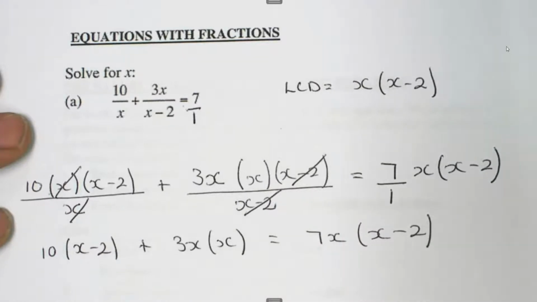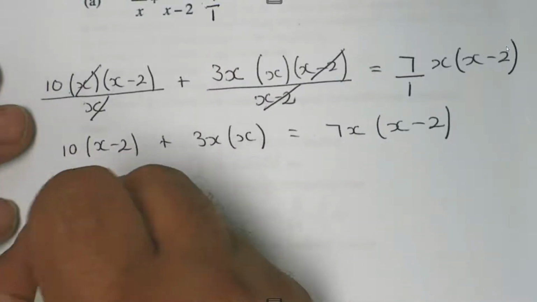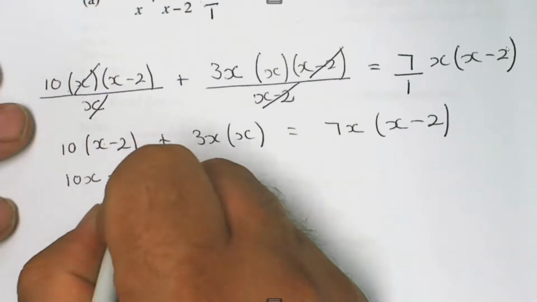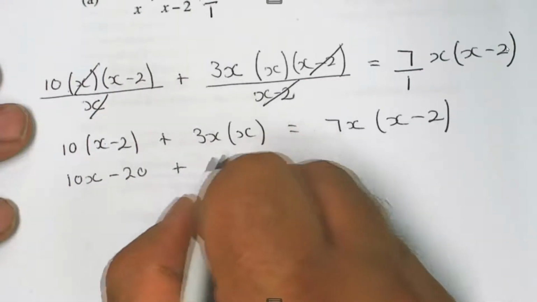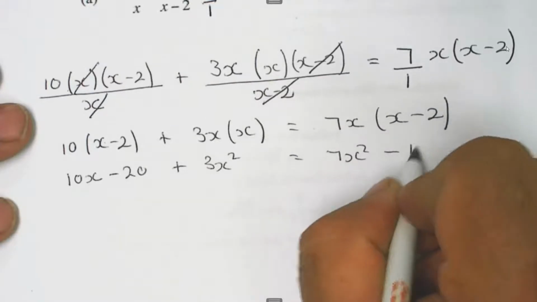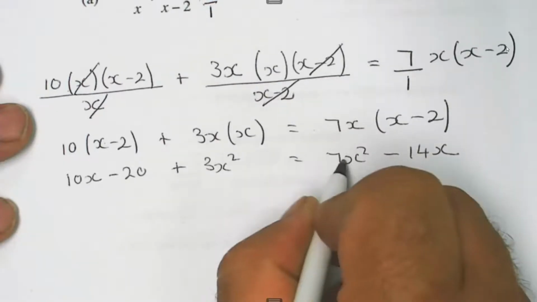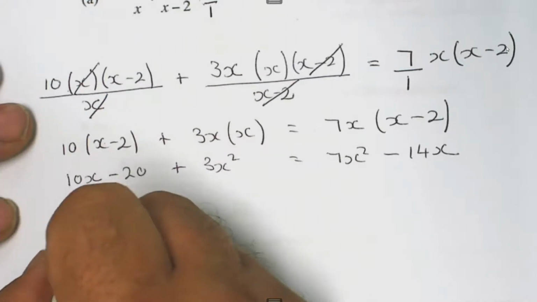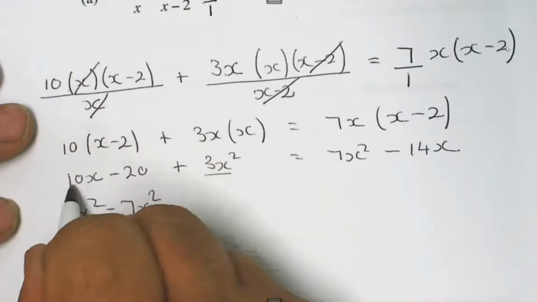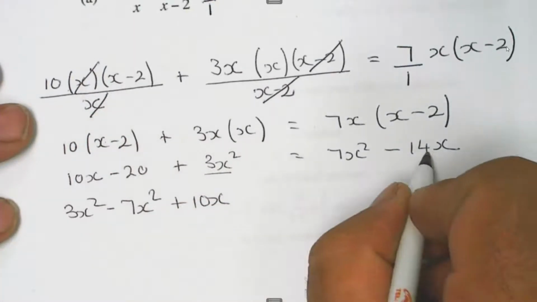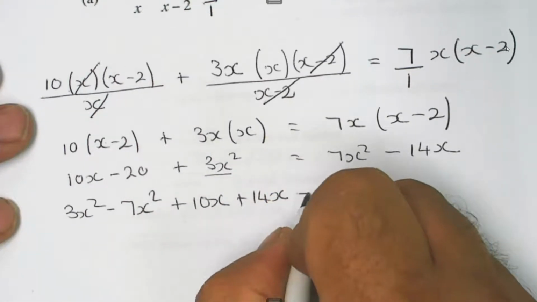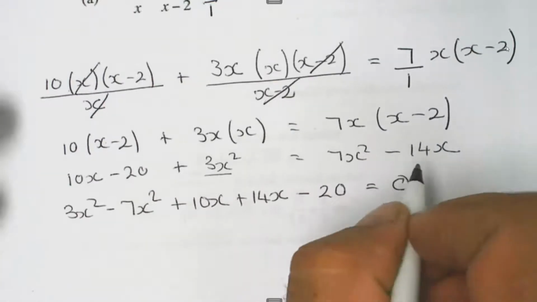Now let's multiply that out. It becomes 10 times x is 10x, 10 times negative 2 is negative 20, plus 3x times x is 3x squared. That is equal to 7x squared negative 14x. If you take that across, becomes 3x squared, which is that, take it across, negative 7x squared. This here becomes 10x. This becomes, take negative 14x across, plus 14x minus 20 is equal to 0.